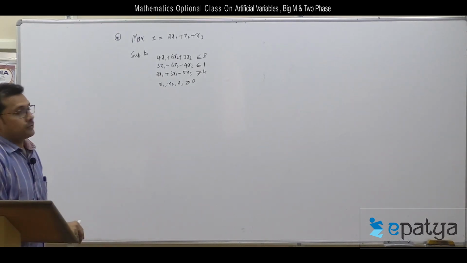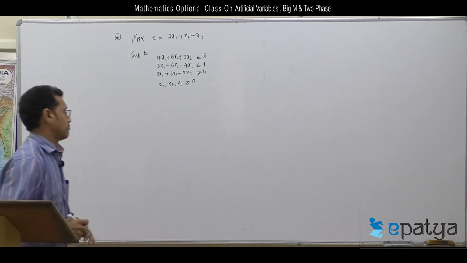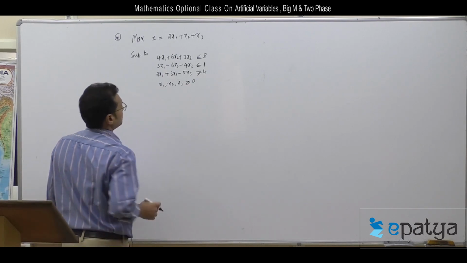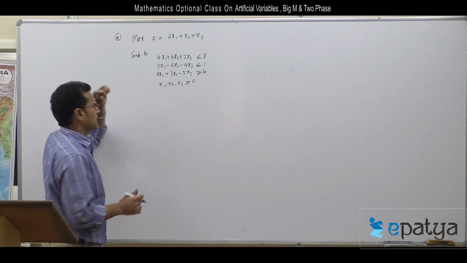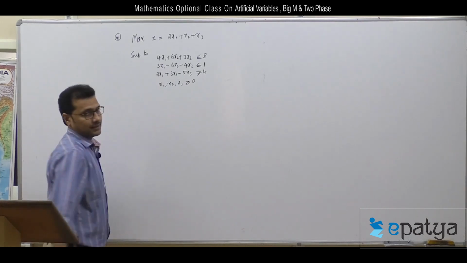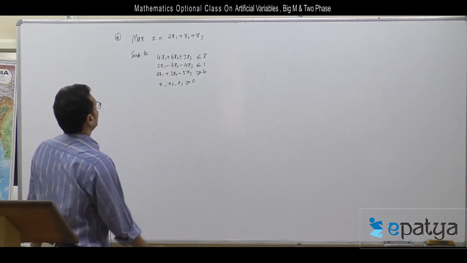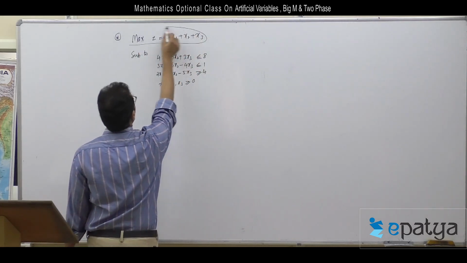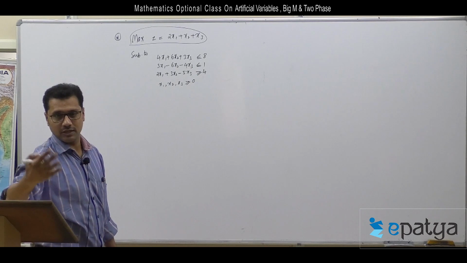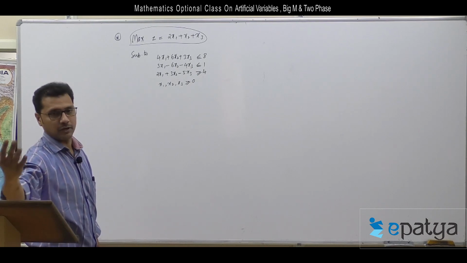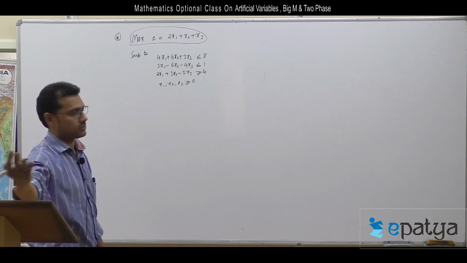Fine. So what we'll do now? Phase 1. Start phase 1. Before starting phase 1, first we have to put this in the standard form. So putting the given LPP in the standard form. Objective function, leave it alone as of now, because the objective function keeps changing depending upon the method that you use and the phases also.